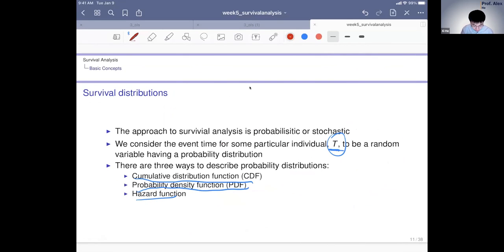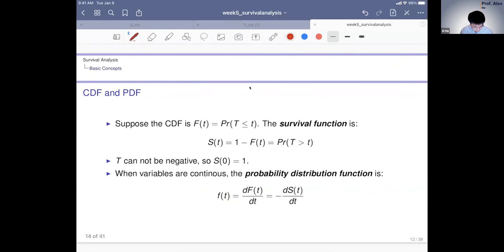So that's why we want to know these things. Once we know the CDF, we can just use one minus that to get that function that tells us how many people are still surviving at each point. And once we know the PDF, we can also just integrate that to get the CDF. So this is just what I was talking about. So that function that I was just plotting is called the survival function.